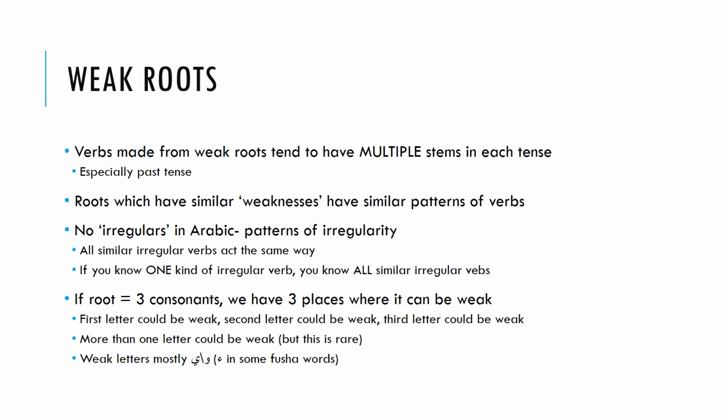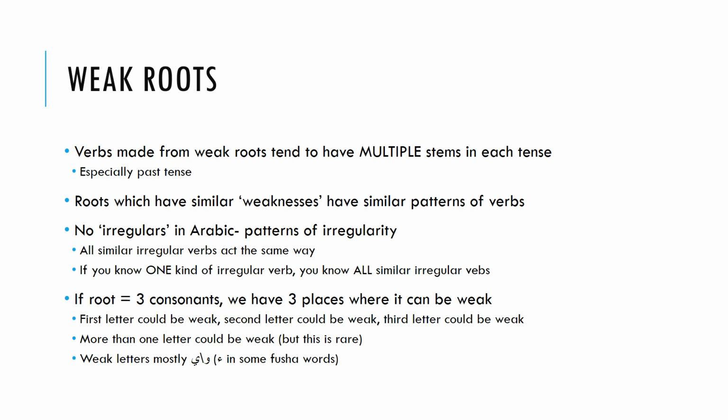And so once you know one good example of one kind, you know all the similar kinds of verbs. And think about this mathematically. If a root has 3 consonants, we have 3 places where it can be weak. The first letter could be weak, the second letter could be weak, the third letter could be weak. More than one letter can be weak, but that's rare. The weak letters are mostly wow and yeah.